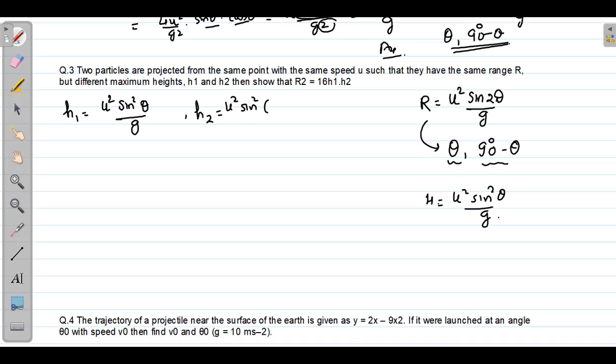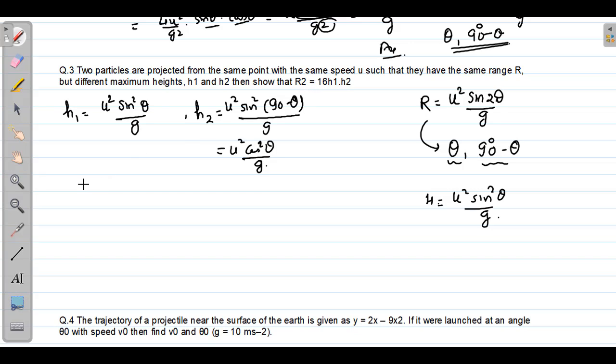Now theta is replaced by 90 minus theta. It is another angle, the complementary angle, for which again we have the same range. And sine 90 minus theta is cos theta, so we can write it as u square cos square theta by g.